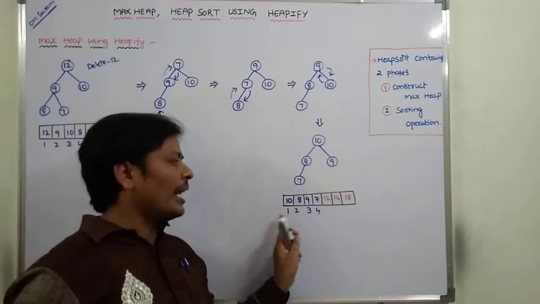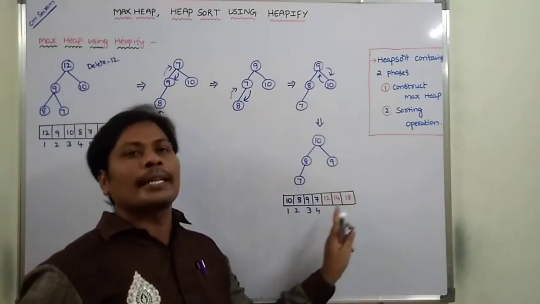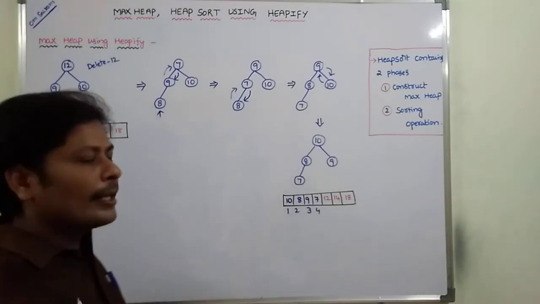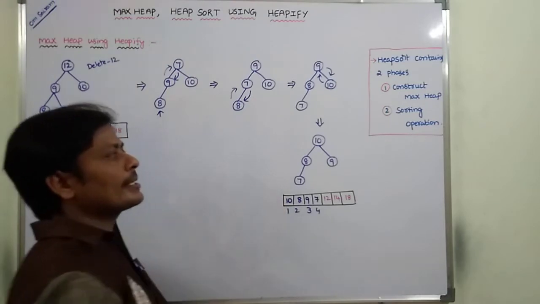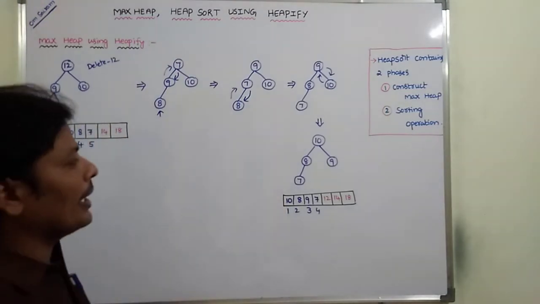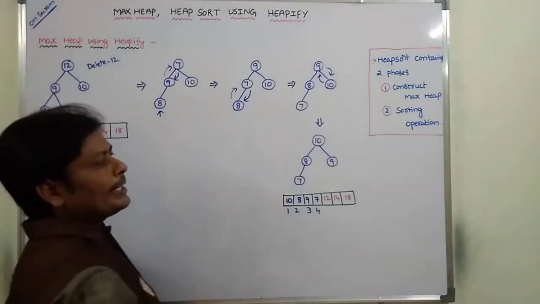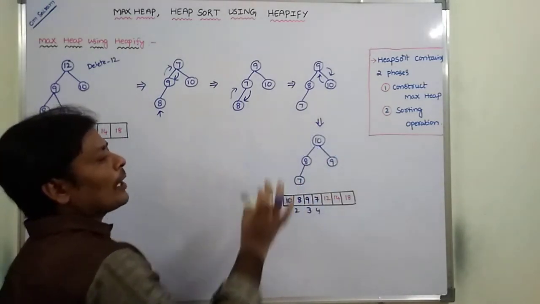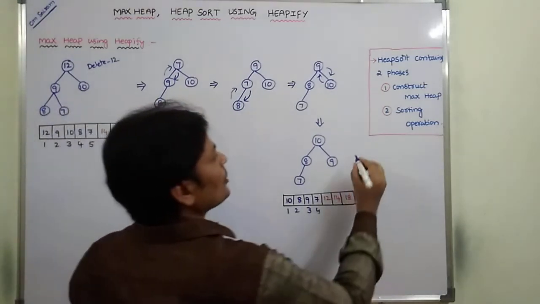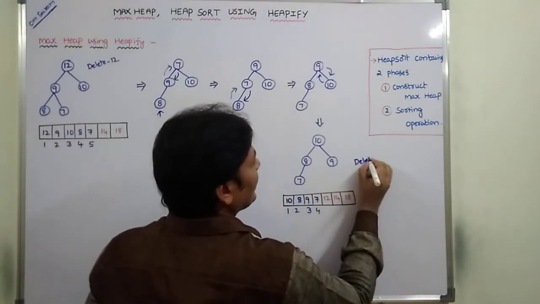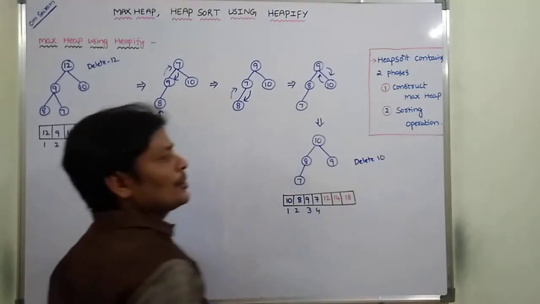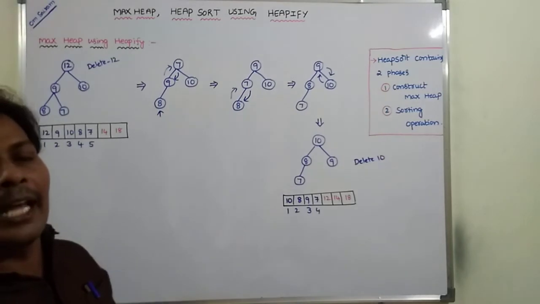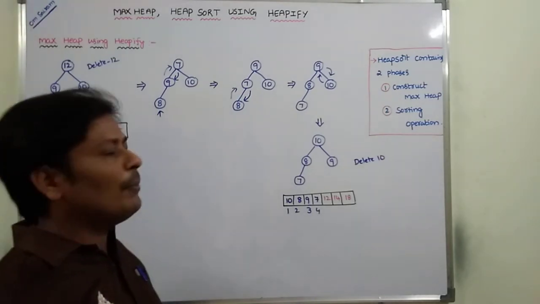So this is the remaining array. So these are the elements that are already sorted. Now only 4 elements are there. Among the 4 elements, 10 is the maximum element. Okay. So now delete the maximum element at the root node, because the maximum element is always there at the root node. So now we have to delete 10. So because 10 is the root node. Okay, we are always deleting the element at the root node in the maximum heap.